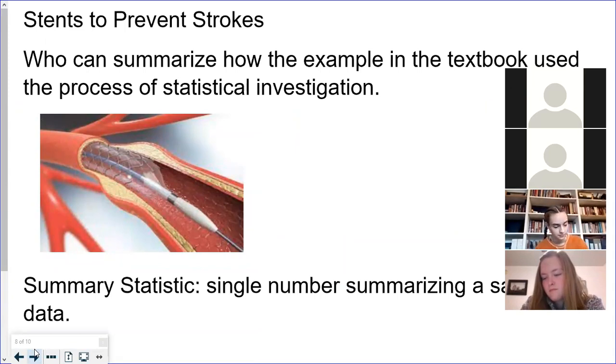That was from your reading. You were supposed to read the case study about the stents to prevent strokes. So I actually need someone to be brave and unmute and summarize what the reading was about and how it showed the statistical process. So I'm just going to sit here awkwardly until you unmute and tell me about your reading.